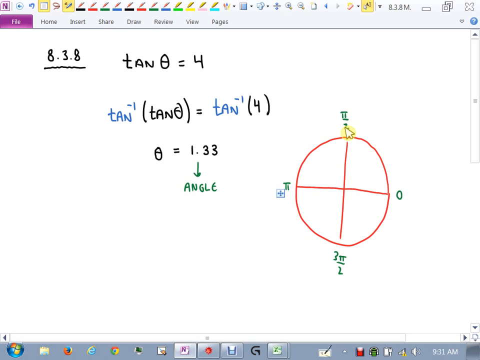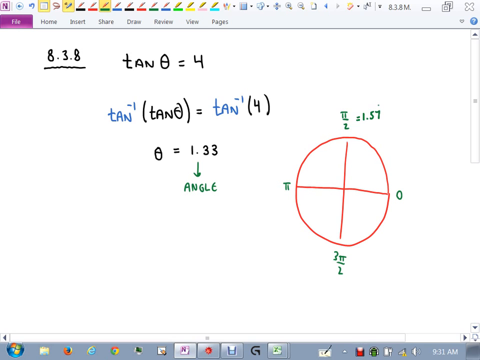But what is pi over 2? So you have to get on your calculator and do pi, which is about 3.14, and divide it by 2. Some of you have a pi key, so you could just use your pi key and divide it by 2. And you should get like 1.57. So this is the same as 1.57 radians.